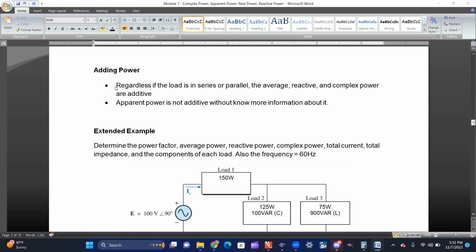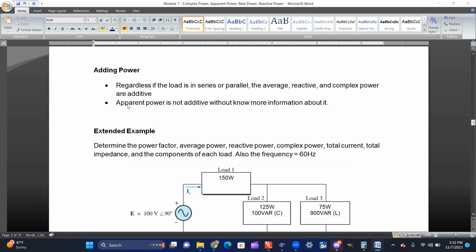If you know the power of that particular load, you can add it together with your other loads, respectively. You have to add like terms, so you can't add your average power from one load to your reactive power from another load. You still have to add them together separately, but regardless of whether they're in series or parallel, you can just add them together. In the following example, you'll see what I'm talking about.